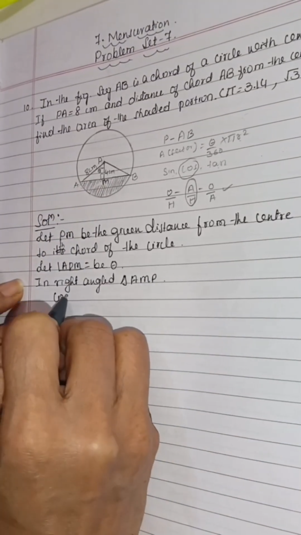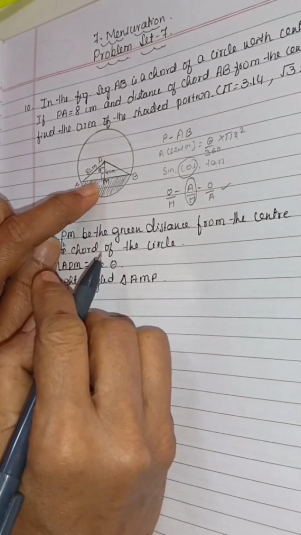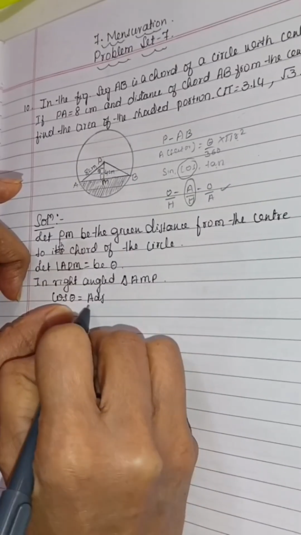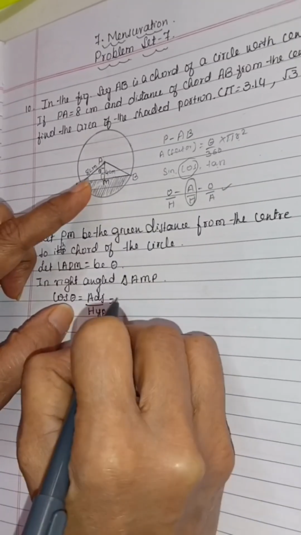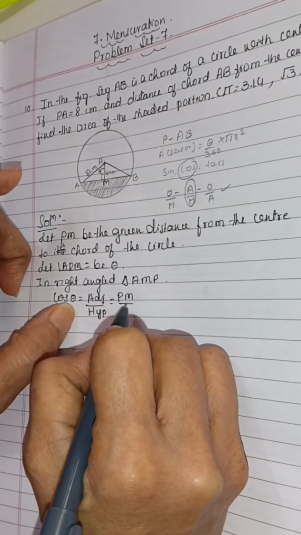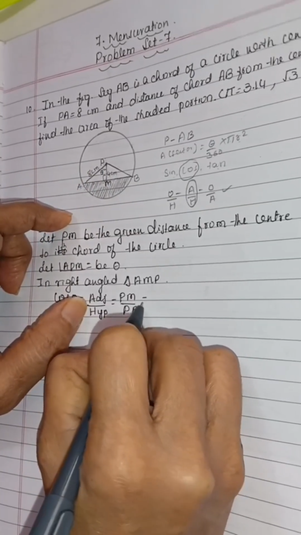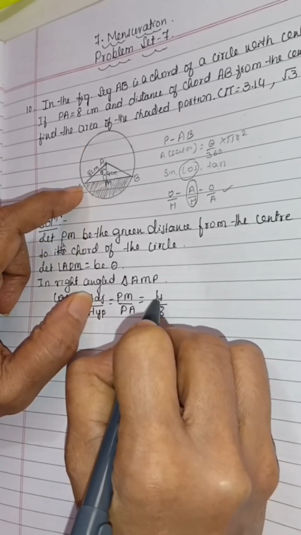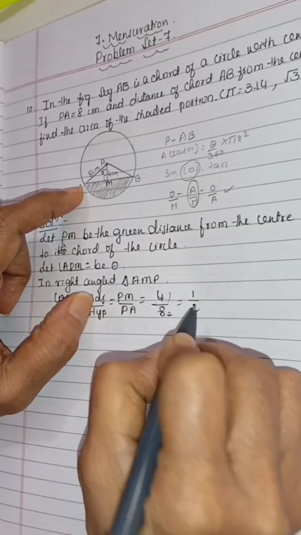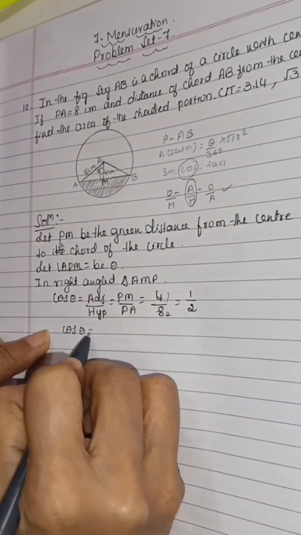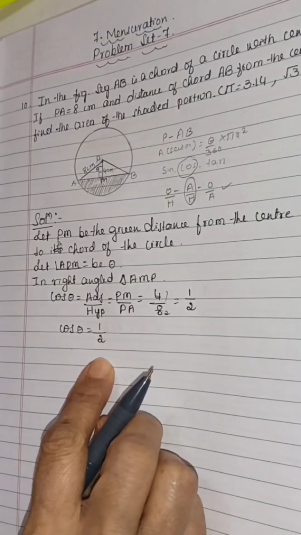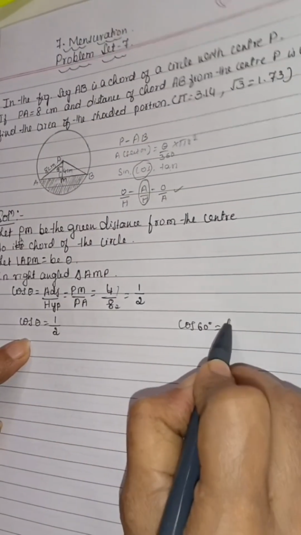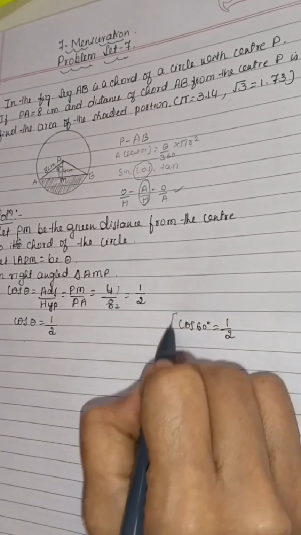Therefore cos theta is adjacent by hypotenuse, that is PM by AP. What is PM? PM is 4, PA is 8, that is 4 1s are 4, 4 2s are 8, so 1 by 2. That is, cos theta is 1 by 2. We know from the trigonometry table, cos 60 degree is 1 by 2.